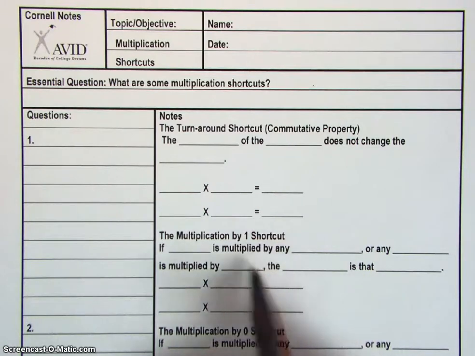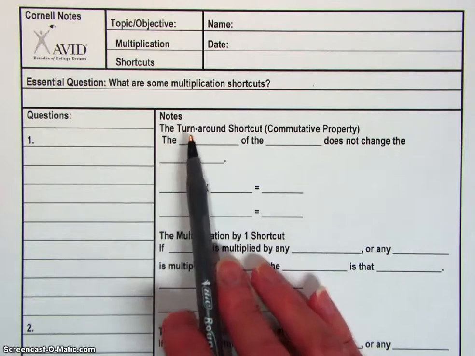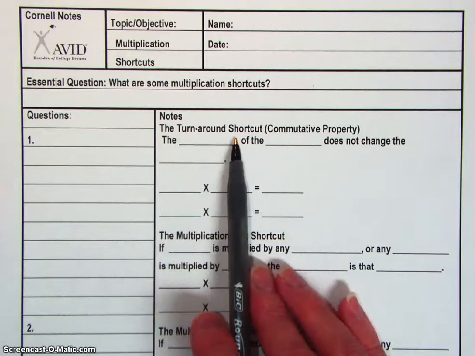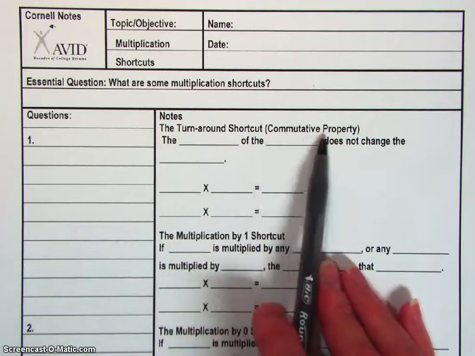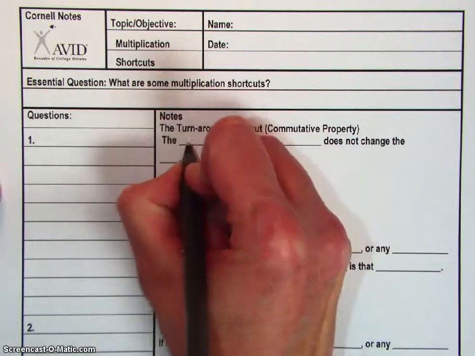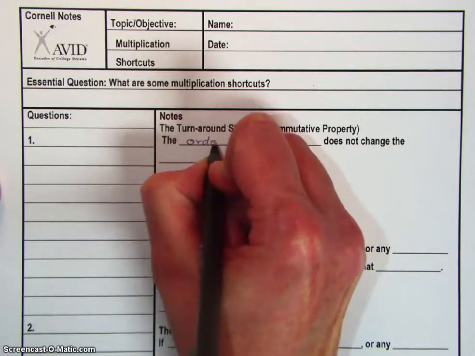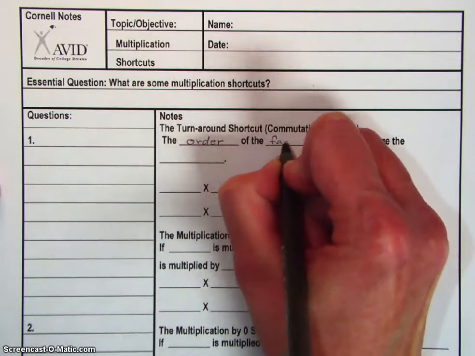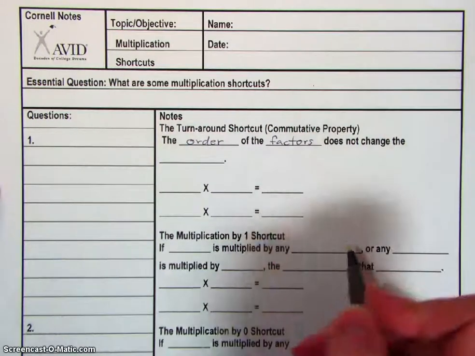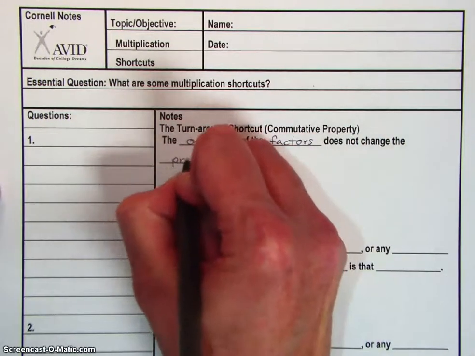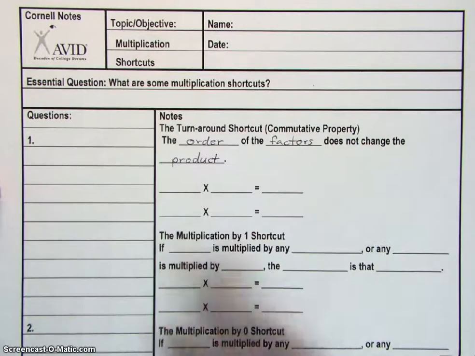So let's get started. Our first shortcut today is the turnaround shortcut, also known as the commutative property. On this one, the order of the factors does not change the product. So let's talk about factors and product real quick.